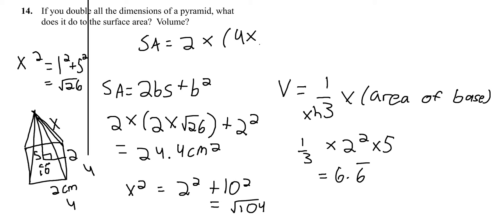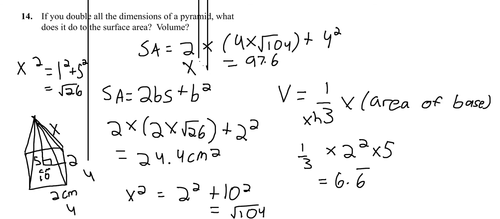So if I do 4 times the square root of 104 plus base squared, which is 4 squared, that will equal 97.6. And if you divide 97.6 by 24.4, you'll realize that the surface area, if you double all the dimensions, is multiplied by 4.